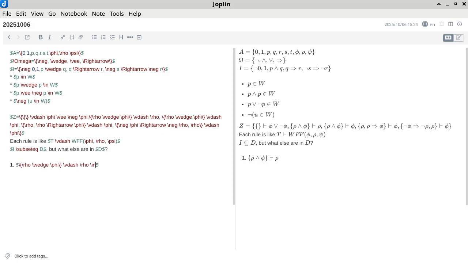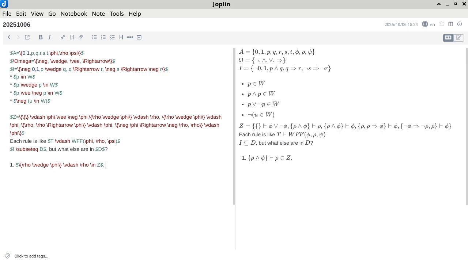So this whole thing is an element in Zeta. Are we all agreeing that, as strange as this may look, it is an element in Zeta because it's listed there? Okay. So next we do a substitution.